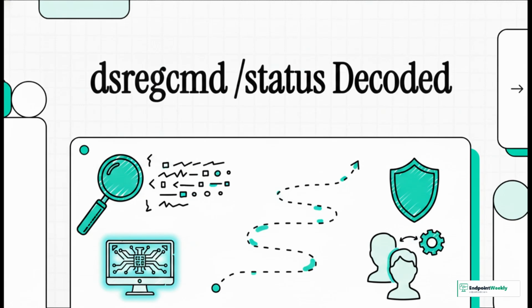Listen, if you troubleshoot Windows Hello for Business, Entra ID, or Single Sign-On, this command literally answers more questions than any cloud portal ever will. By the end of this explainer, you're going to know exactly how to read it from top to bottom, totally sweat-free. Okay, let's dive right in.